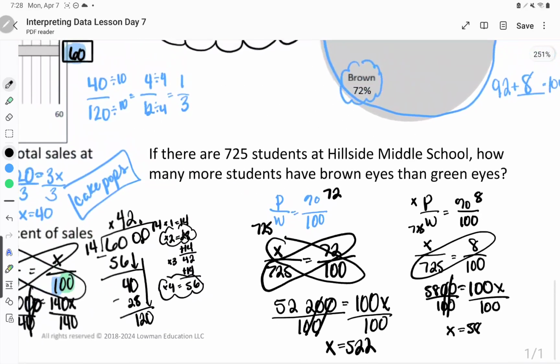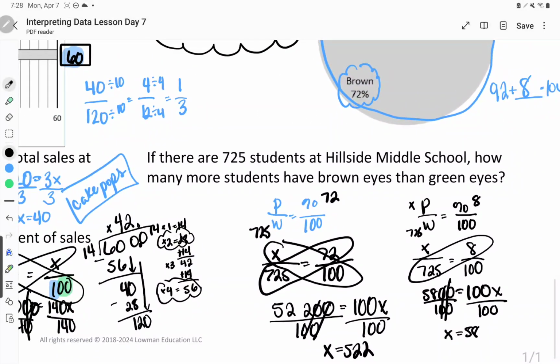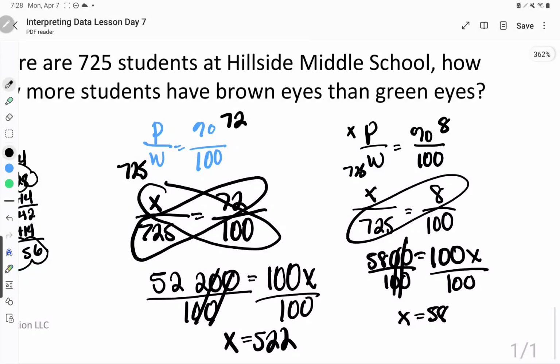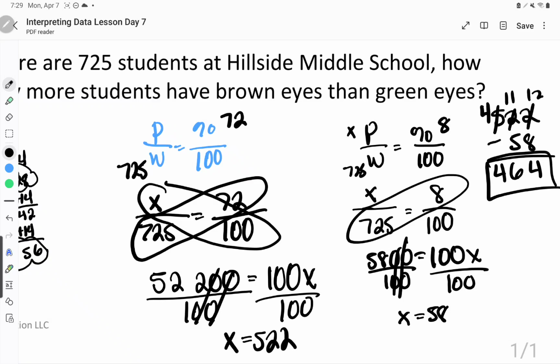Now the question still is how many more students have brown eyes than green eyes? So how do you figure that out? How many more means that you subtract. So we do 522 minus 58. This 2 turns into a 12. This 2 turns into a 1. 12 minus 8 gives me 4. This 1 right here has to turn into an 11. So this 5 right here turns into a 4. 11 minus 5 is 6. And that gives me 464 as my final answer.